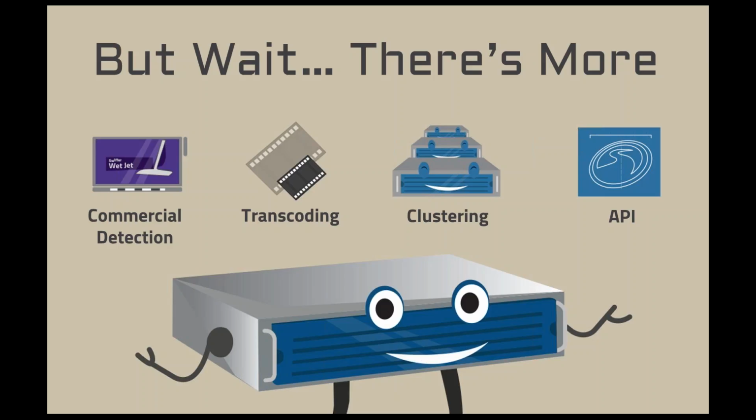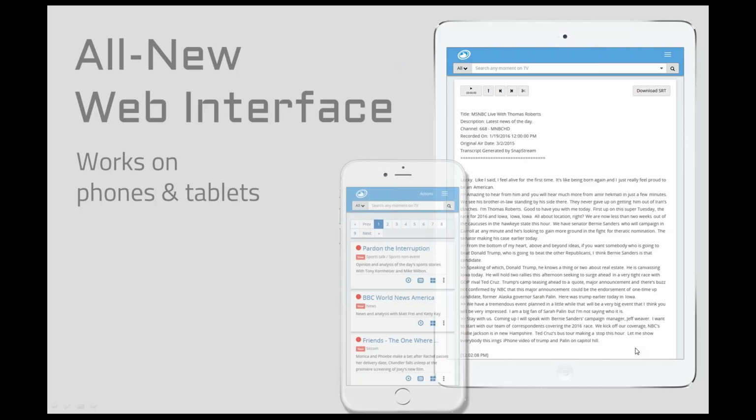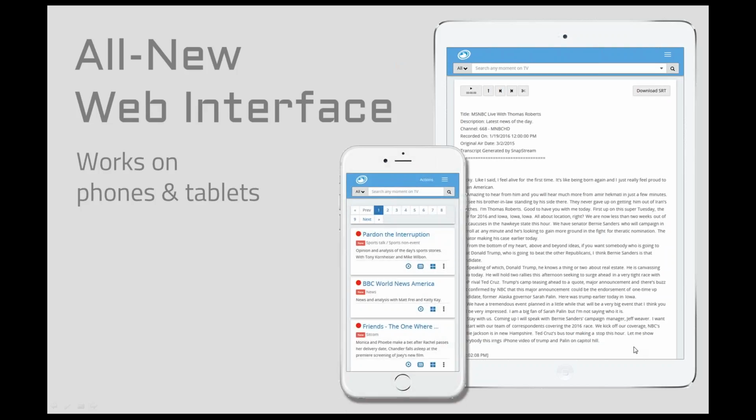So what we're going to talk about today is the new 7.0 software release. We are incredibly proud of the new software. And I'm going to give you the first look of the 7.0 software release. The biggest thing, obviously, is a brand new, all new web interface that works on phones and it works on tablets. It's going to look different. The same functionality is there, but it is going to look a little bit different.